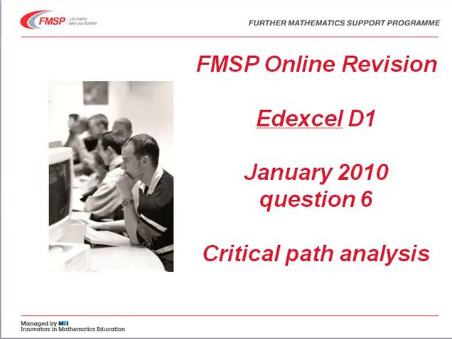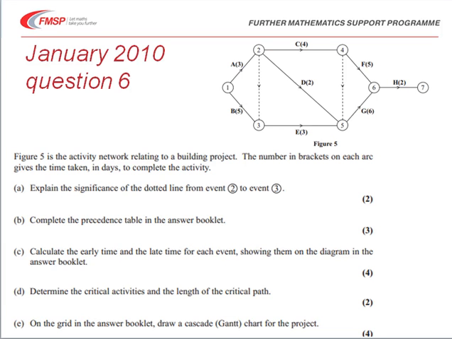In this video I'm going to be looking at the solution to question 6 of the January 2010 Edexcel D1 paper. The question is on the topic of critical path analysis. The question refers to figure 5, which is an activity network relating to a building project. It tells us that the numbers in the brackets on each arc are the times taken in days to complete each of the activities. In part A, we're asked to explain the significance of the dotted line which goes from event 2 to event 3.